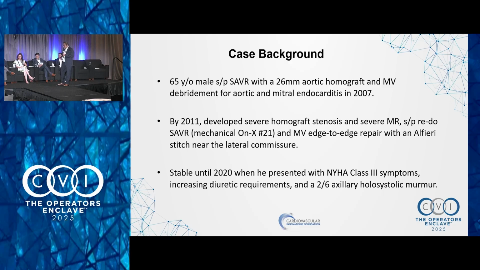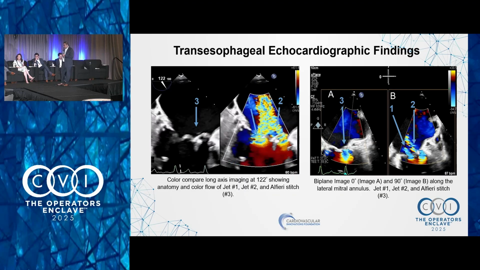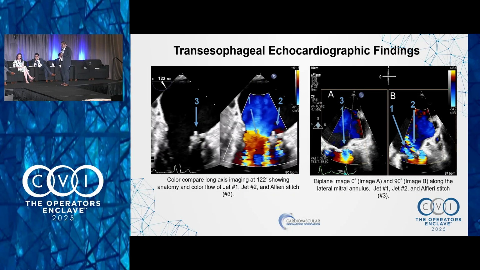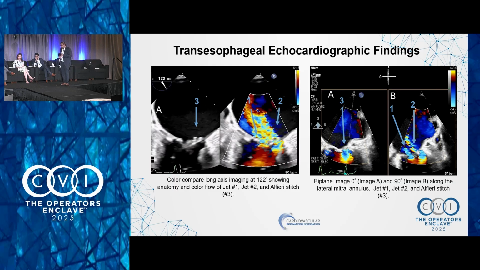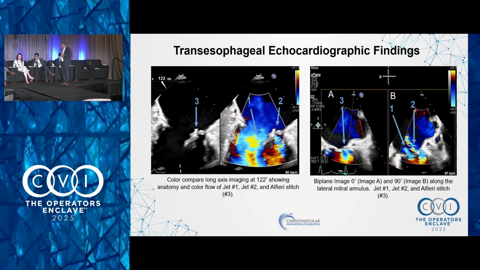He was stable until 2020 when he started having more NYHA class 3 symptoms, increasing diuretic requirements and a holosystolic murmur. So this is the echo. You can see the severe MR centrally, and you can see the Alfieri stitch, and then you can see the leak next to it.